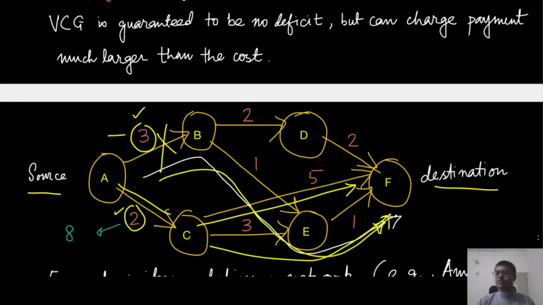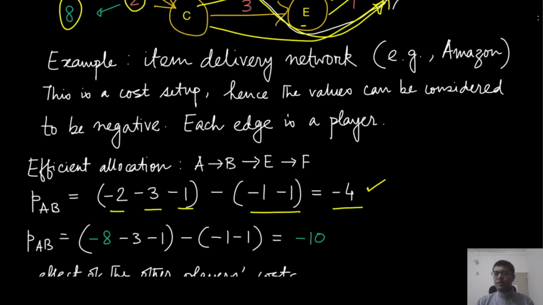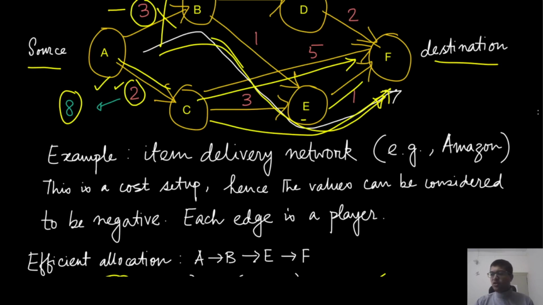Now what happens if, so nothing happens in the shortest path. ABEF remains the same, but the cost of this path AC has now increased from 2 to 8, let's say. So what happens to the payment to A comma B? Everything else remains the same, but this term, which was -2 earlier, now becomes -8, and that means the player now gets 10 as a payment rather than 4, which was earlier. So 8 is no magic number. You can actually increase it to any large value.